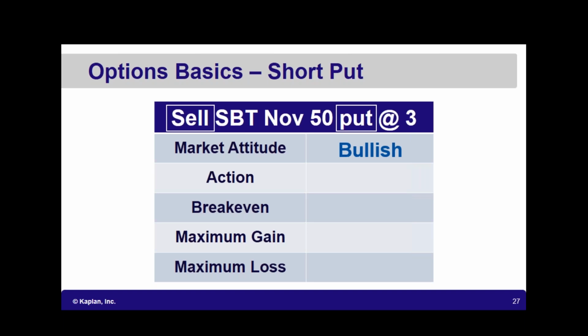So here we've sold one SBT November 50 put at 3. We already established we're bullish because the action is we're going to be obligated to buy. So you sold, which gives you the obligation. But since you sold the put, you're obligated to buy. Like I said, if there's one single option strategy that tends to confuse students, it's going to be this one. But don't worry, this won't be the last time we see this.